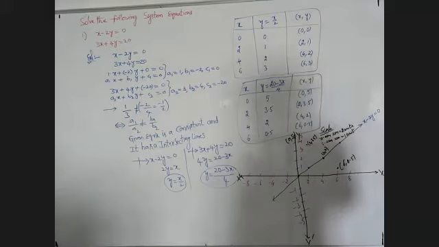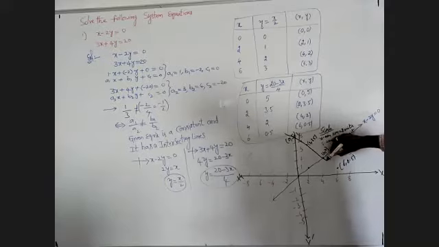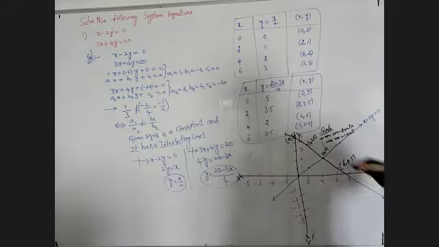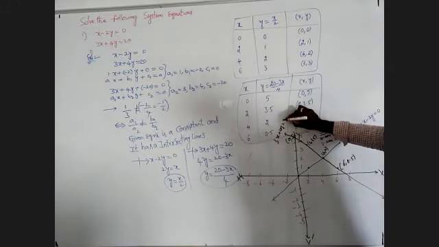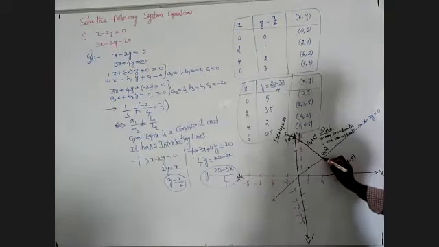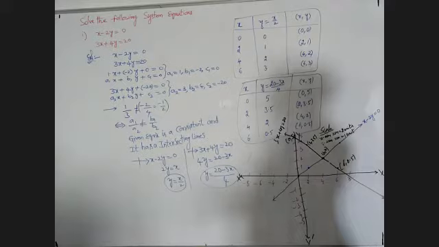We have to draw a line using a scale. This is the given line; name it as 3x plus 4y is equal to 20. Both lines touch at the point 4, 2, where the lines are intersecting.